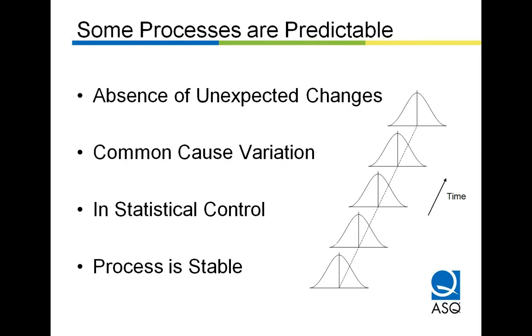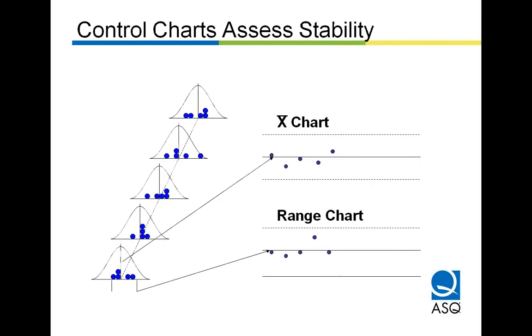He said some processes are predictable. We can predict over time how the process is going to behave in the future. We say it's in statistical control, that the process is stable, and we assess that control on a control chart. X bar and R is a typical type of control chart, but there are others.